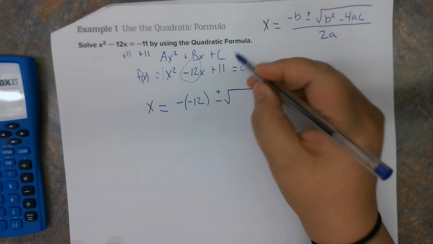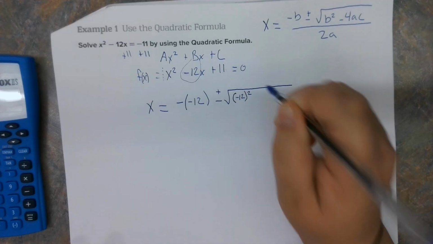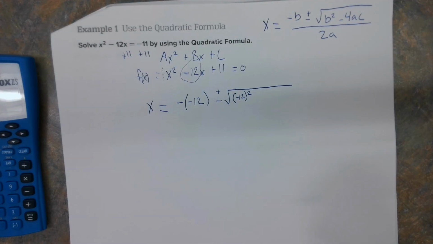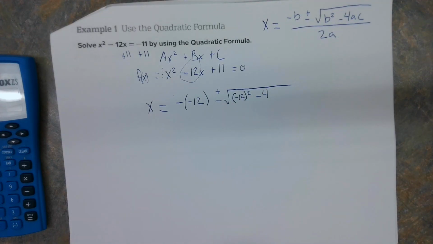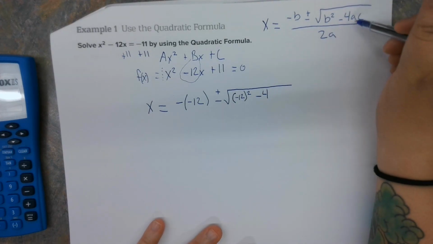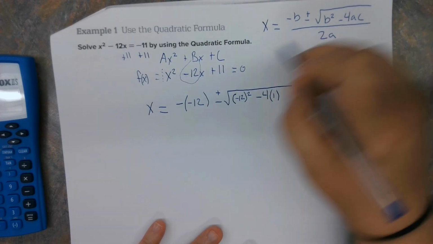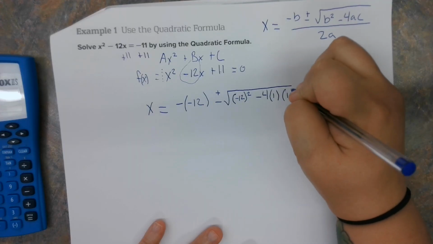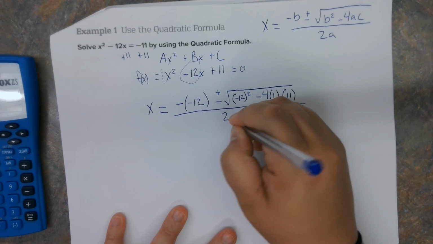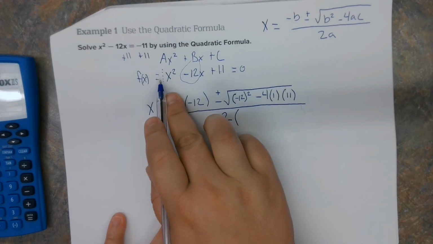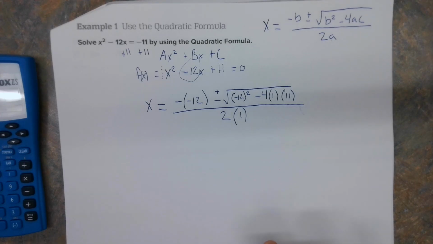Next, I have b squared. So in parentheses, I'm going to write my negative 12, and that's what's going to get squared. Then minus 4, that part doesn't change. And then a is 1. We're going to write it down just so that we didn't forget something. And c is 11. We're not done because we still have to come down here and do 2 times a. A is 1.